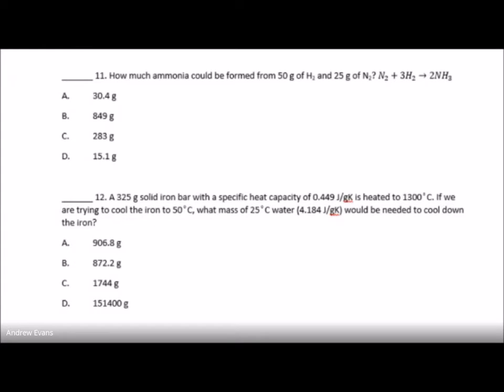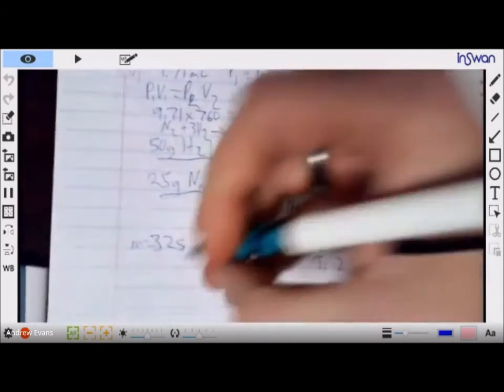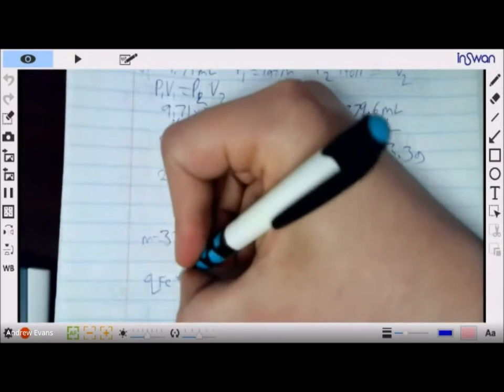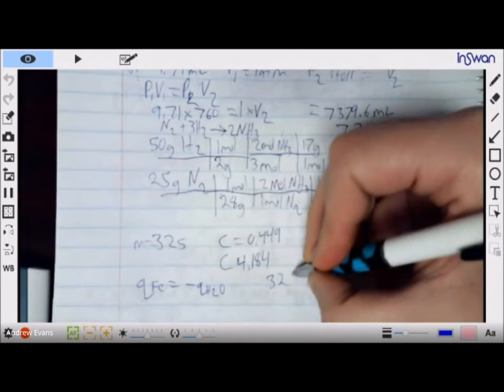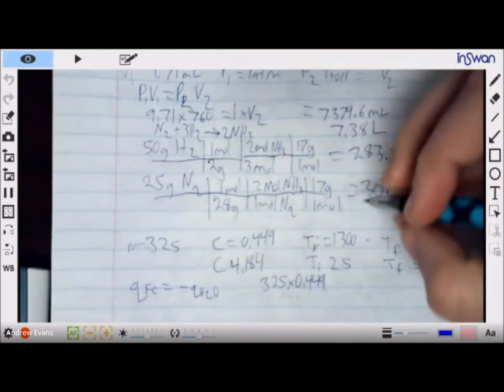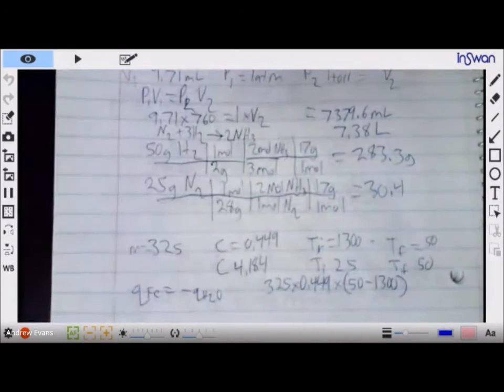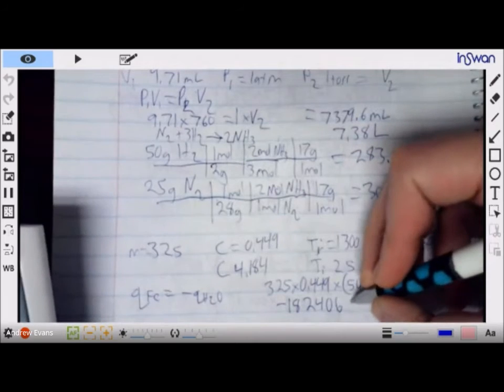So the idea here is Q equals MCΔT, and Q of one situation equals Q of the other. So Q of iron is going to equal negative Q of water. Q of iron is 325 times 0.449 times 50 minus 1300. You would get a big number, negative 182,406. So that's for the Q of iron.